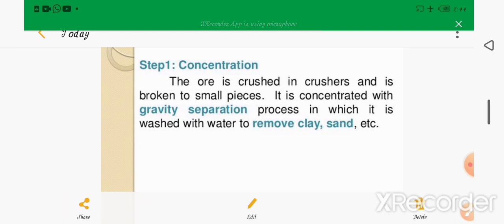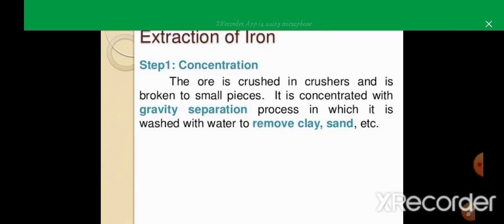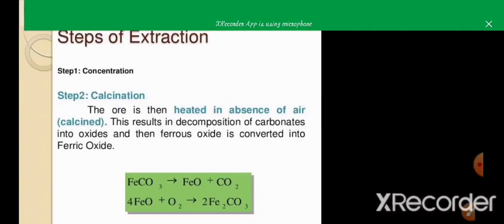First step is concentration. The concentration is done by the gravity separation method. The ore is crushed. What is meant by crushing? It will be converted into powder form, broken into small pieces. It is concentrated by gravity separation. Already we saw in the last session, what is gravity separation? Gravity separation means there are lighter particles and heavier particles. The lighter particles are removed and the heavier particles settle down in the container.